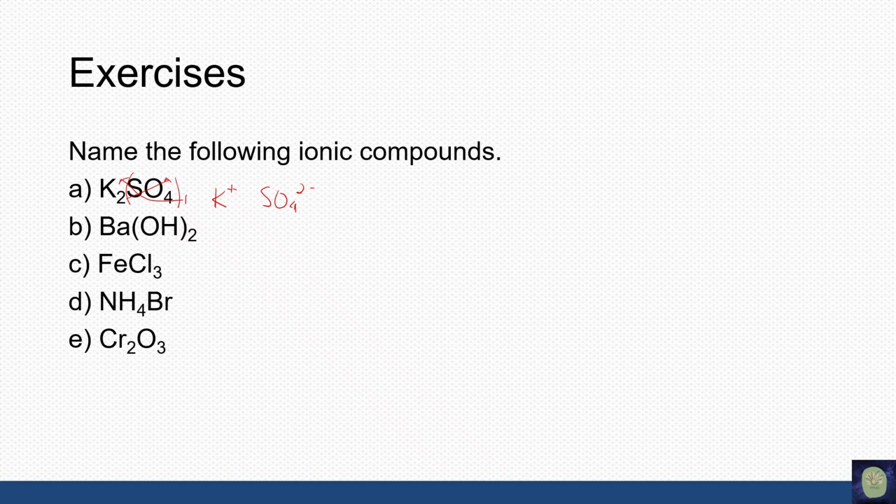Now, if we already have the ions, we can proceed with naming the compound. We can do it by naming the ions individually, right? Since this one is potassium, right? And SO4 2 negative is, you can check the other slides, sulfate. Okay, so that's the name of this compound. K2SO4 is potassium sulfate.